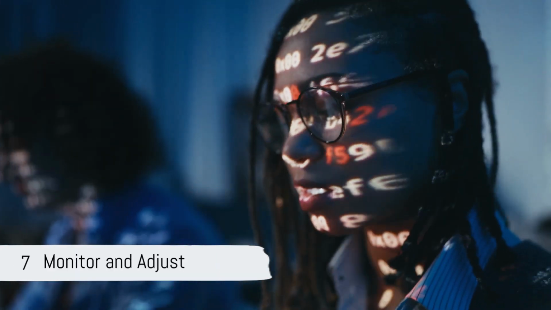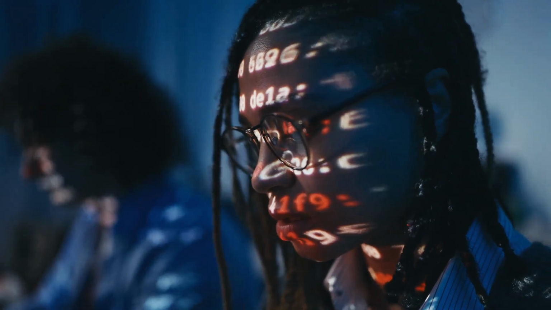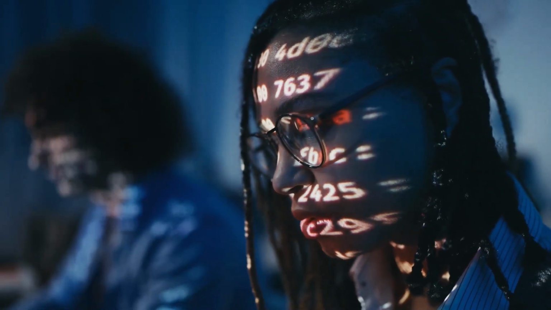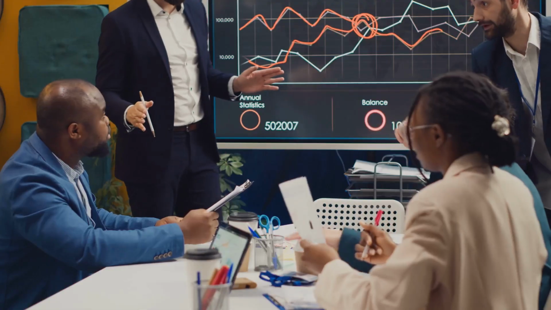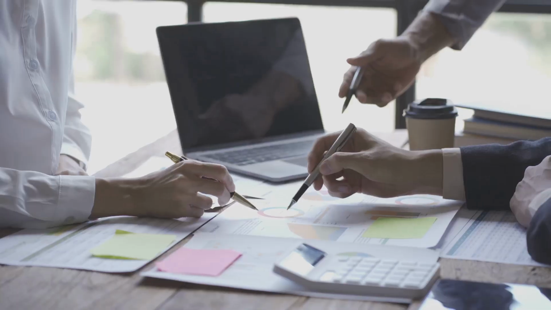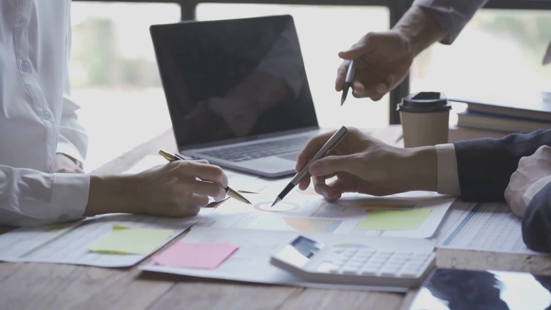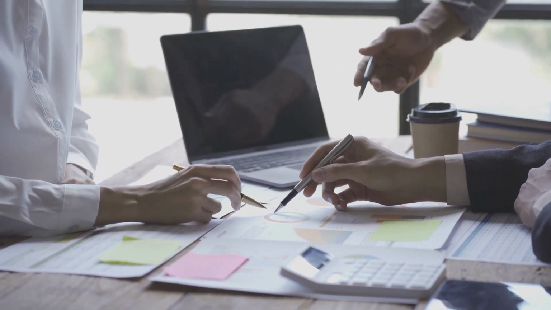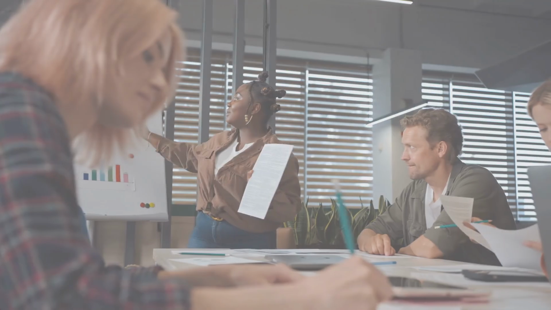7. Monitor and adjust. After implementing the solution, monitor the process to ensure the problem does not recur. Use control charts or other monitoring tools to track process performance. If the issue persists or new problems arise, revisit the analysis and adjust the solution as needed.